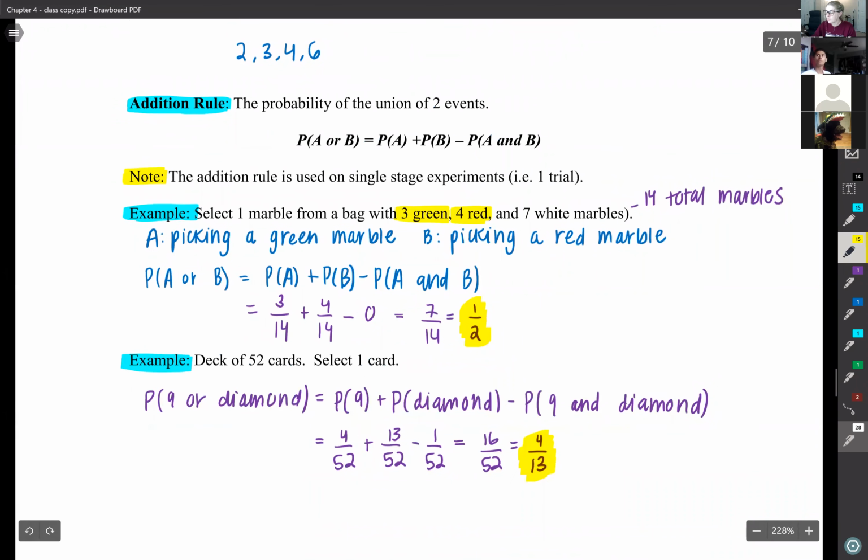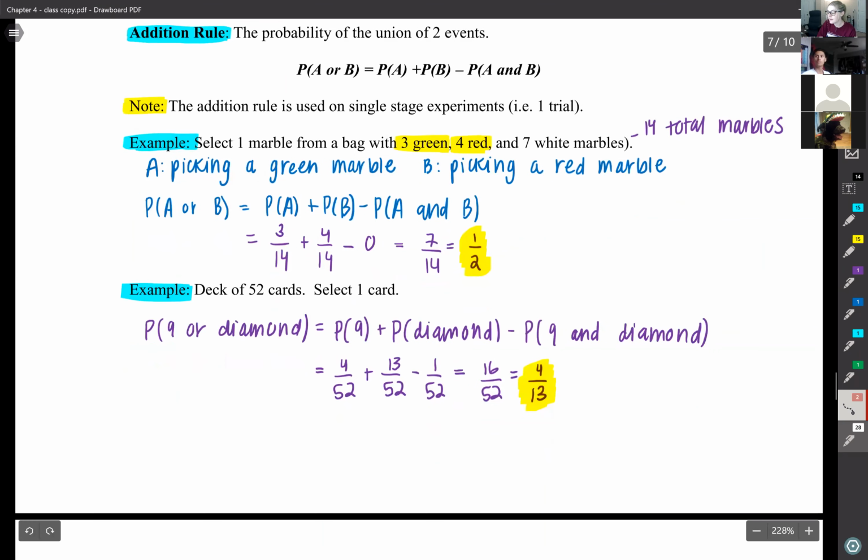So you can see on my two examples, my first event, picking a green marble and picking a red marble, A and B in this case are mutually exclusive because they can't both happen. Because they couldn't both happen, the probability of A and B ended up being 0. So when you're doing mutually exclusive events, the probability of A and B is going to be 0.